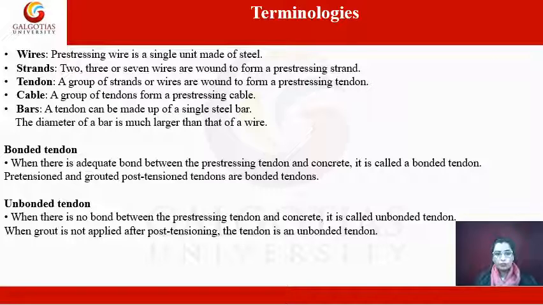Next is bonded tendon and unbonded tendon. Where there is an adequate bond between the pre-stressing tendon and concrete, it is called the bonded tendon, and where there is no bond between the pre-stressing tendon and concrete, it is called the unbonded tendon.